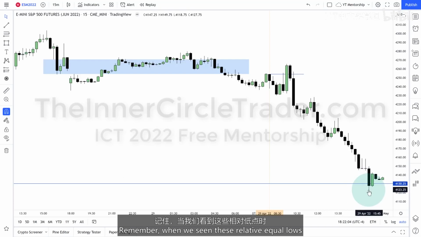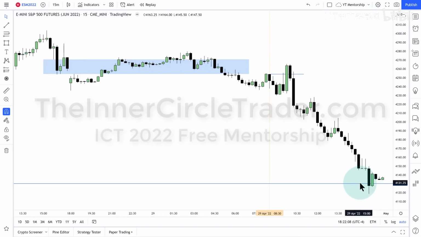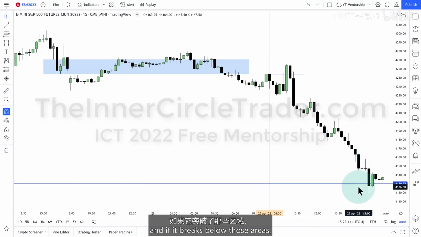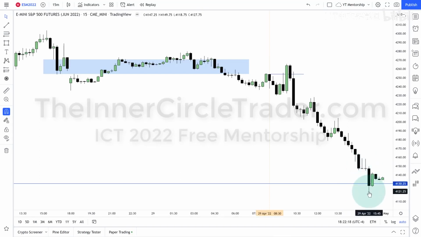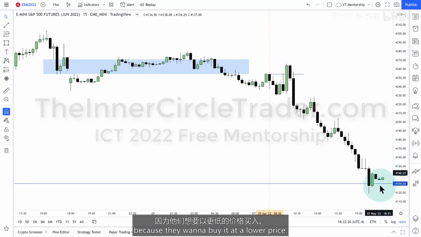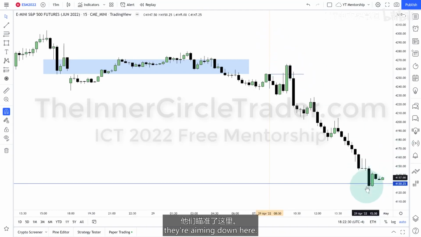Remember, when we see those relative equal lows on the daily chart, traders are going to look at that as a breakout. There's lots of traders out there that have long-term trend following systems and models, and if it breaks below those areas, they want to be short. So that's going to flood the market with what? Market orders to sell at the market. Well, that's a perfect counterpart to smart money being short up here because they want to buy it at a lower price. And while up here, they're aiming down here.